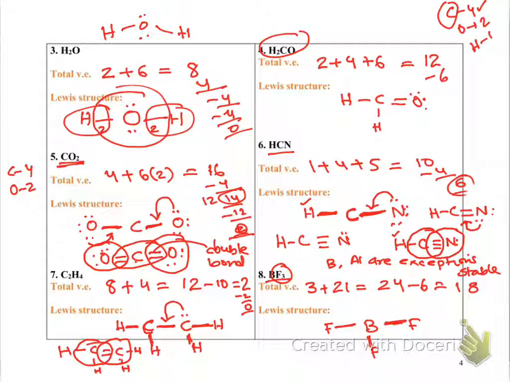How many more electrons does it need? 6 more, because 6 plus 2 is 8. So I will put 3 lone pairs here, 3 lone pairs here, and 3 lone pairs here. So how many electrons did I use? 6 plus 6 plus 6, 18. So I used all of them.